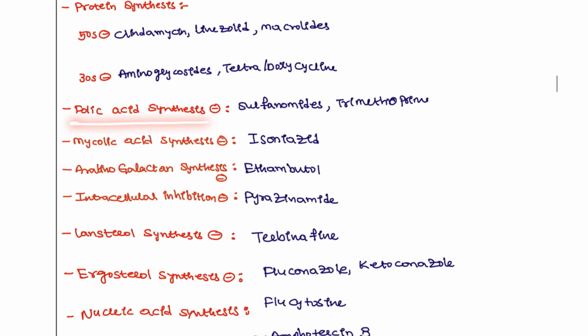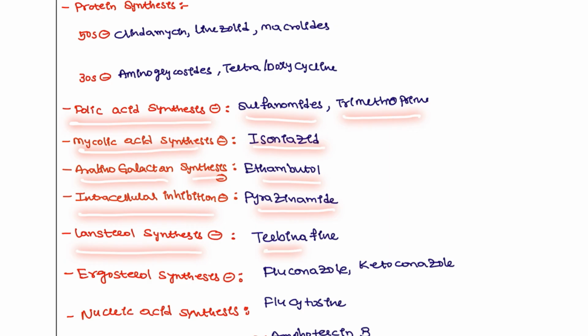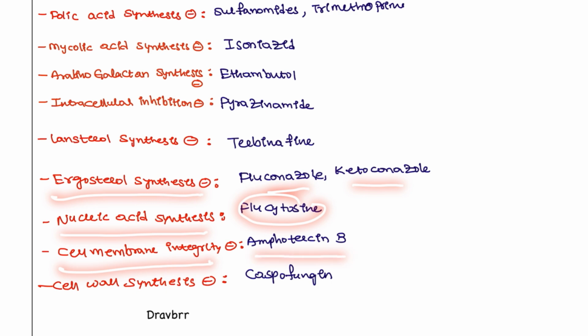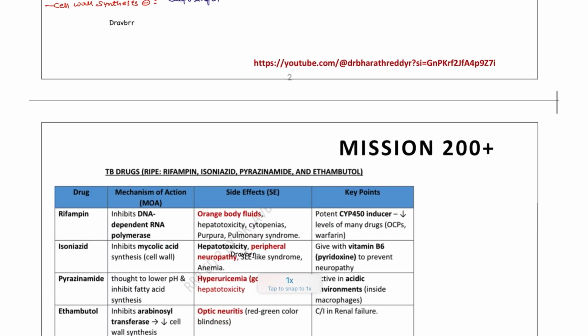Next, folic acid synthesis inhibitors, sulfonamides and trimethoprim. Mycolic acid synthesis inhibitor, isoniazid. Arabinogalactan synthesis inhibitor, ethambutol. Intracellular inhibitor, that is the pyrazinamide. Lanosterol synthesis inhibitor is the terbinafine, ergosterol synthesis inhibitor is the fluconazole and the ketoconazole, nucleic acid synthesis inhibitor is the flucytosine, and cell membrane integrity is disrupted by the amphotericin B. Cell wall synthesis of the fungus is inhibited by the echinocandins. Okay, these are the important mechanisms of action.